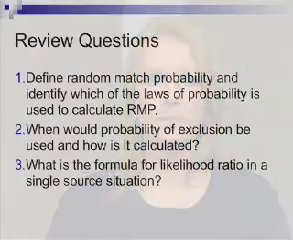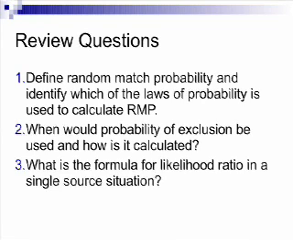To test your understanding of the interpretation of test results module, please work through the review questions. Number 1, define the random match probability and identify which of the laws of probability is used to calculate the random match probability. Without using PopStats and taking Caucasian allele frequencies from the STRBase website, calculate the random match probability for the profile listed on the screen.